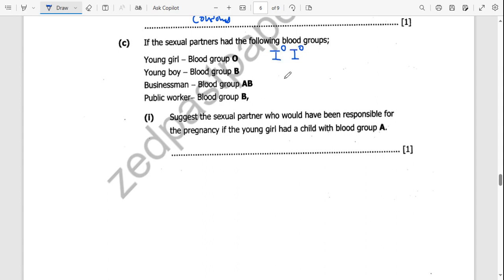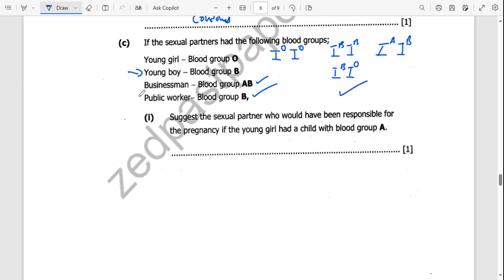Blood group B, you can either have B with another B, or you have B with the O. The only way you can be blood group AB is when you have I with A, then I with B. That's the only way. Blood group B, again, this one is the same as this one.